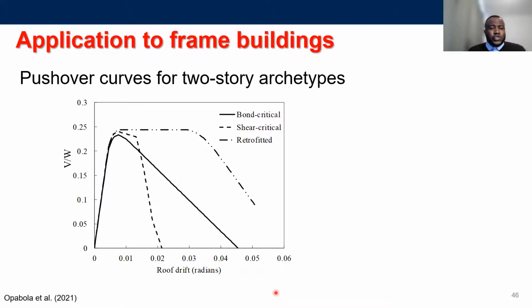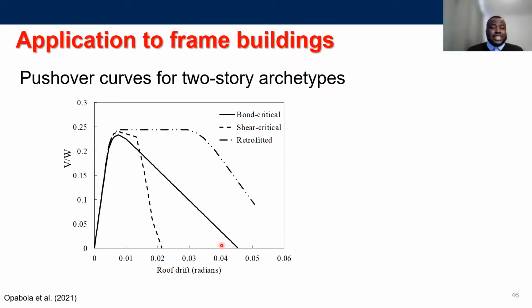And here are the pushover curves for the 2-story archetypes. You can see that even though the bond controlled building starts degrading faster than the shear controlled, it is able to carry the majority of its gravity load and the majority of its lateral demand up to a very large roof drift. And that is a result of the fact that these columns rock, and they can go up to large drift demands before they suffer axial failure.